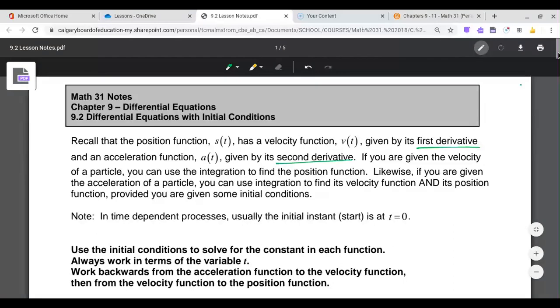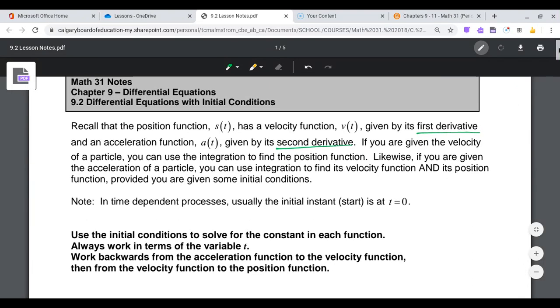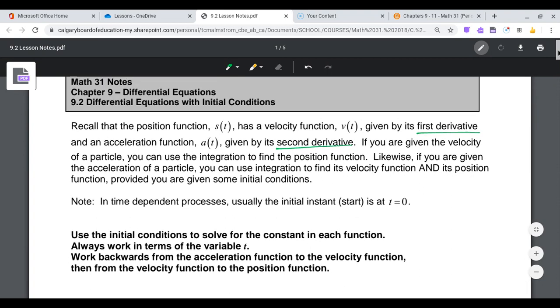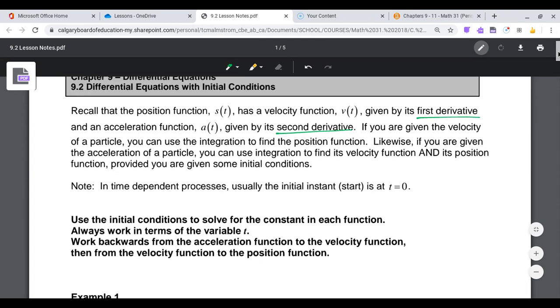And if you're given the velocity of a particle, you can then use integration to work backwards to find the position function. Remember, integration is anti-differentiation. Take the antiderivative. Likewise, if you are given the acceleration of a particle, you can use integration to find its velocity function and then do it again to find its position function, provided we're given some sort of initial conditions so that we can find those c values, those plus c's.